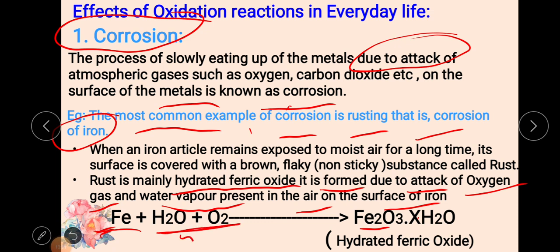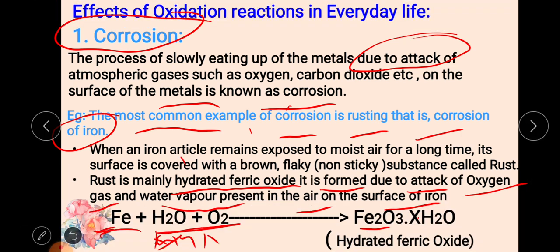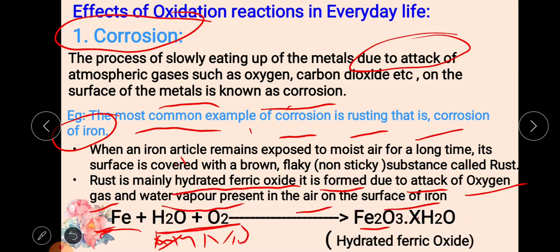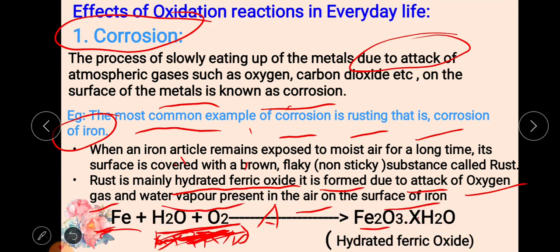H2O and O2 together we call moisture. Iron will rust only with the help of moisture. In the atmosphere we find water and oxygen both, and when they react with iron, it gets rusted. It is a slow degradation process where the metal is converted to its metallic oxide.